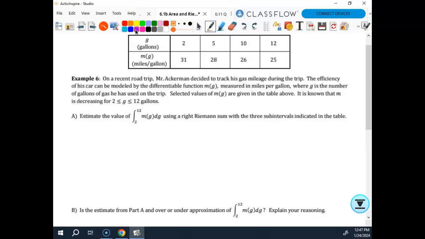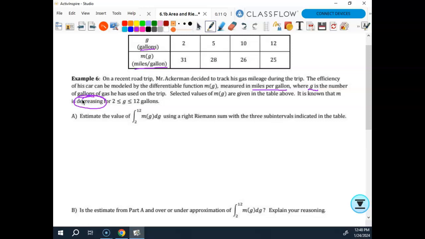So it says, on a recent road trip, Mr. Ackerman decided to track his gas mileage during the trip. The efficiency of his car can be modeled by the differentiable function m of g, measured in miles per gallon, where g is the number of gallons of gas he's used on the trip. Selected values are given in the table. It is known that m is decreasing for 2 to 12 gallons.